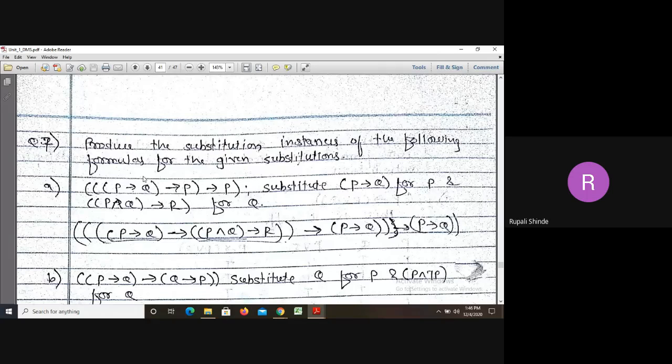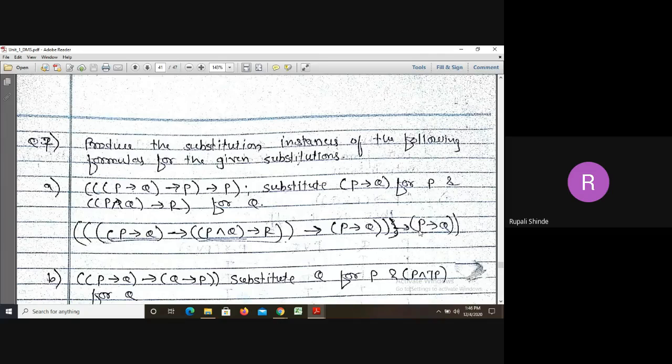Check here, P appeared here thrice. So 3 times we have to write this substitution as P conditional Q. So this P is replaced by P conditional Q. This Q is replaced by the whole formula, that is by P and Q conditional R. So again conditional, this P is replaced by P conditional Q, conditional, again this last P is replaced by P conditional Q. So what is the rule for this substitution instance?